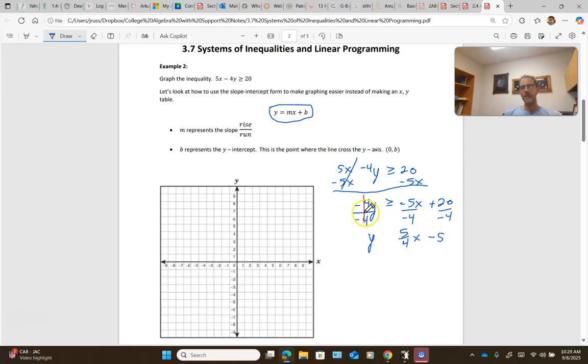Now, whenever you're solving for y and you either divide or multiply both sides of your inequality by a negative number, then you've got to flip the inequality symbol. So instead of this remaining greater than or equal to, it is going to become less than or equal to. And this is what we're going to use to do the rest of this.